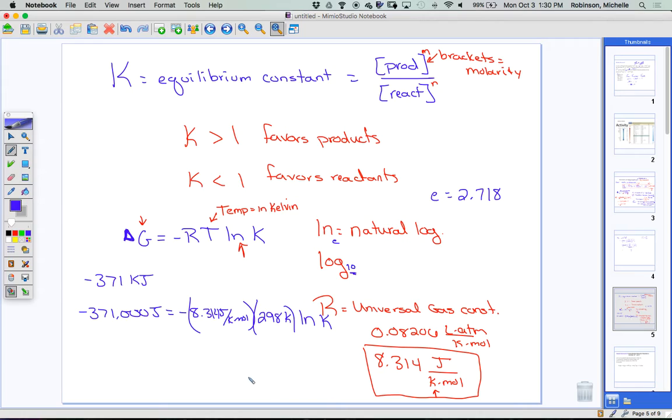All right, here's the tricky part. How are we going to solve for K? This is the part you don't know how to do, well, you can get part of it. All right, what do we have to do first? We're going to divide all this mess so we get natural log of K by itself, right? So divide all that mess underneath over here. So negative 371,000 divided by negative 8.314 divided by 298. I probably ought to do it to make sure y'all don't mess it up.